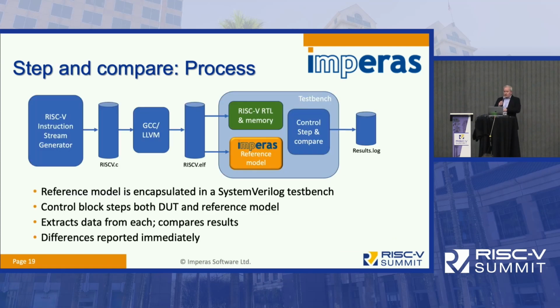So this looks pretty similar to the one I showed before, which is doing the post comparison. The main difference is that this comparison is done at runtime. So the reference model is embedded into the single process that's executing along with the RTL. And then you have this control step and compare logic, which is doing the comparisons on an instruction retirement basis. It's ensuring that the state of the RTL and the state of the reference model are consistent in terms of the values of all of the registers. And then you can produce a result based upon that.